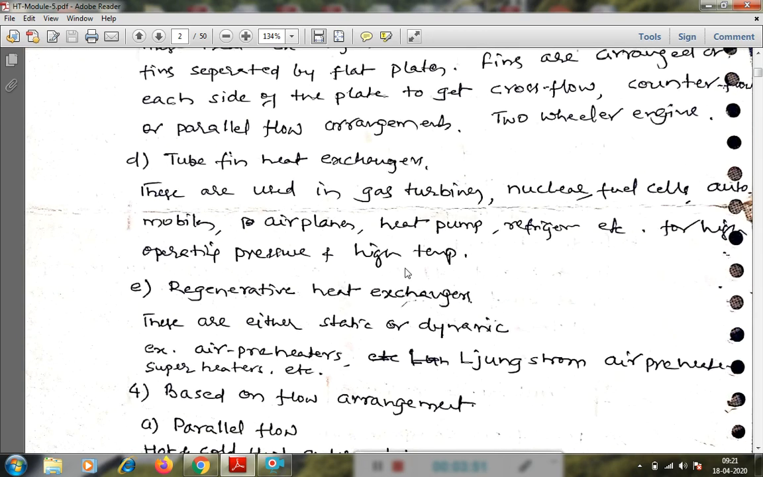Then the tube fin heat exchanger. In the shell and tube heat exchanger, if we use fins over the tubes in order to increase the rate of heat transfer, those are called tube fin heat exchangers.